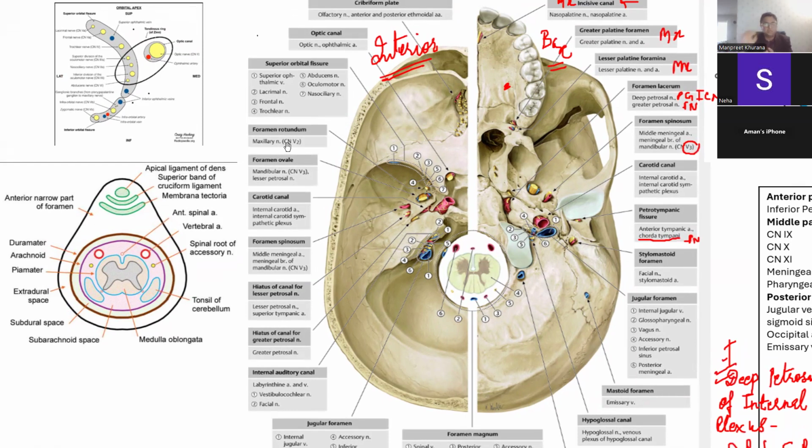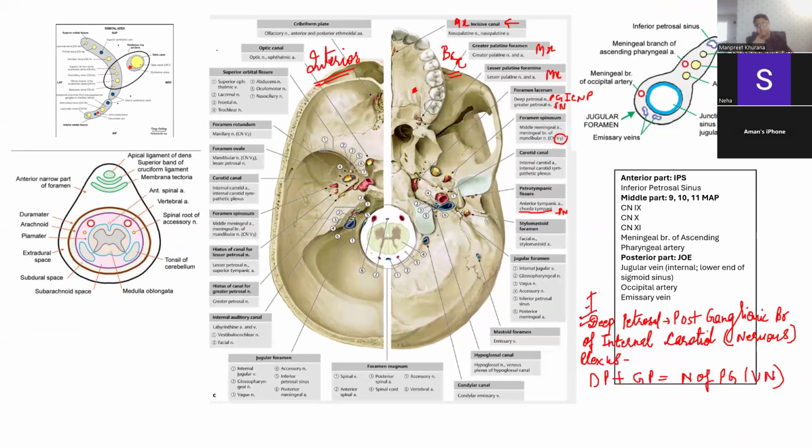So what passes through foramen rotundum? Neha. Maxillary nerve. Foramen ovale? Mandibular nerve and lesser petrosal nerve. Yes. What passes through foramen spinosum? Middle meningeal artery and meningeal branch of mandibular nerve. Very nice. What passes through foramen lacerum? Deep petrosal nerve and greater petrosal nerve. So deep petrosal and greater petrosal.